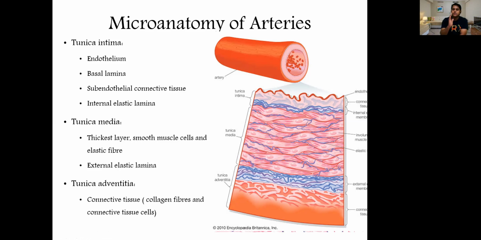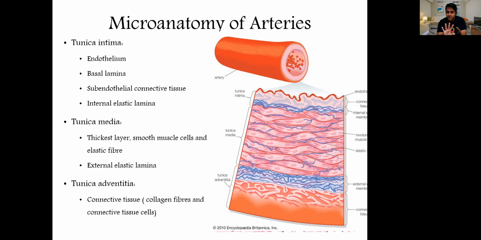Okay, thus basically we have divided the histological features of the artery into tunica intima, media, and adventitia. The mark which demarcates the tunica intima from the media is the internal elastic lamina, and the one which demarcates media from adventitia is the external elastic lamina. Now, the nature of the internal and external elastic laminae is elastic fibers.